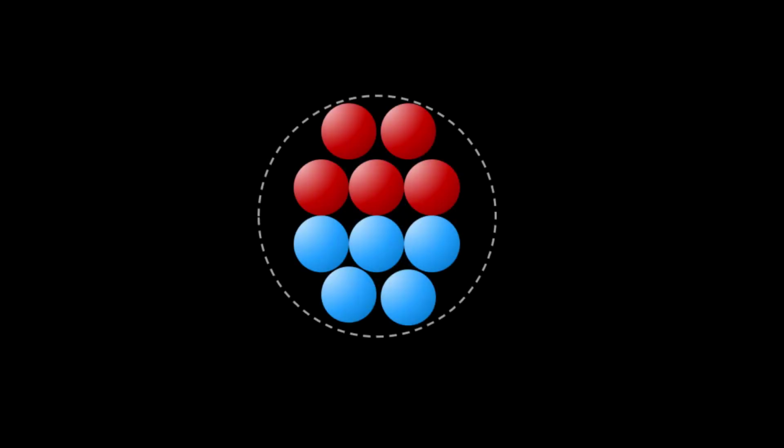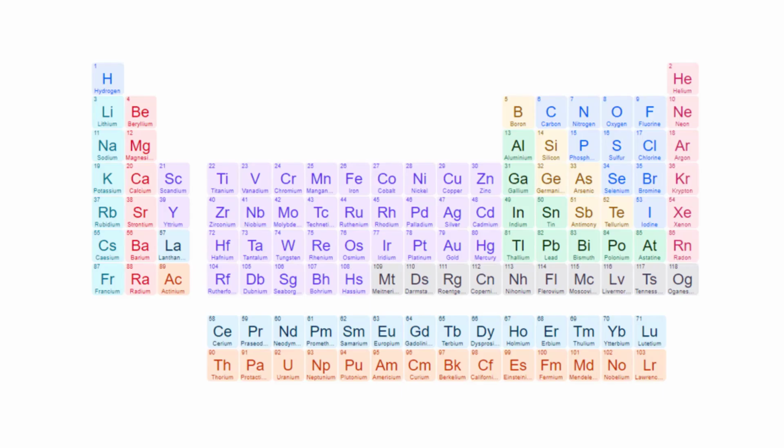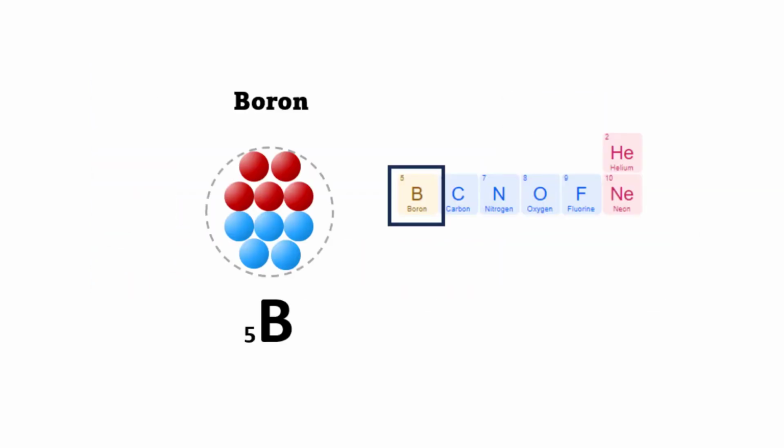Since we're going to be talking about the nucleus of atoms, it's useful to have some words we can use to describe the nucleus. First of all, let's simplify our picture of the nucleus so it's easier to count the protons and neutrons. And let's just look at a small part of the periodic table. This is a nucleus of a boron atom.